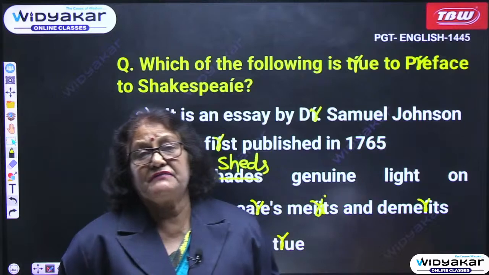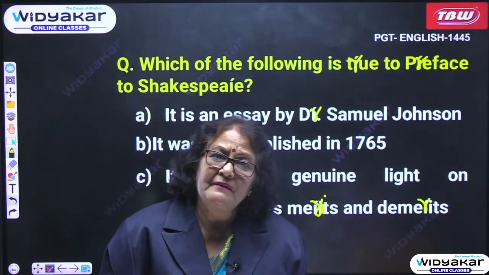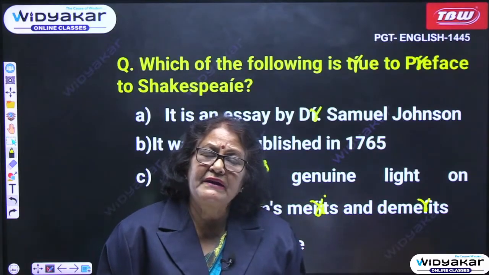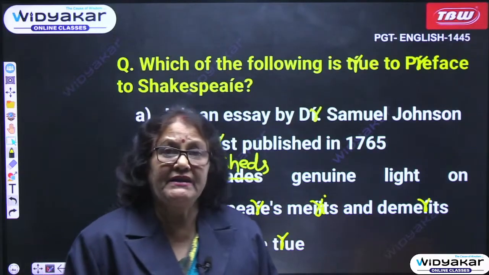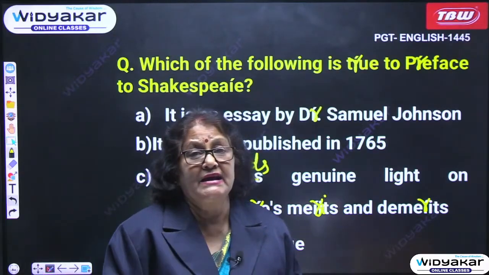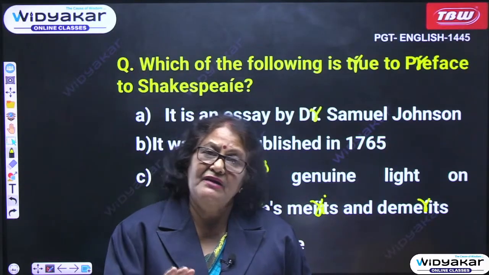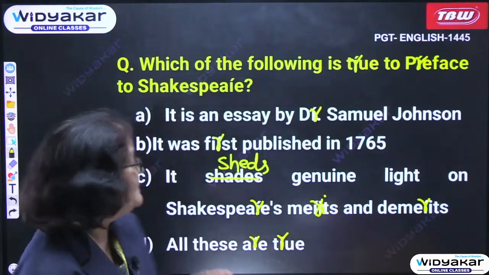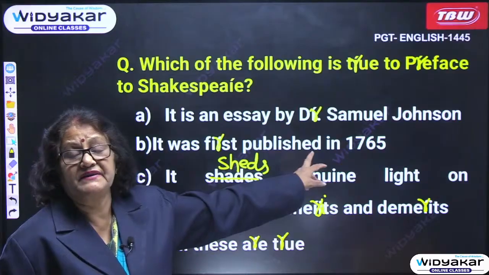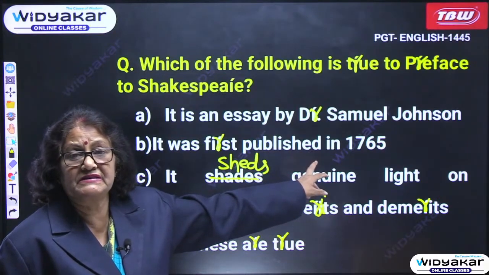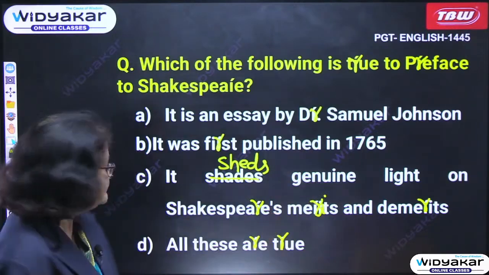So there was a poet called Charles Churchill. He said, everybody paid you money, so why are you not doing it? Then Johnson started working on it. Finally, it took 9 years to complete. Ultimately, it was published in 1765. The advertisement was in 1756, and it was published in 1765.